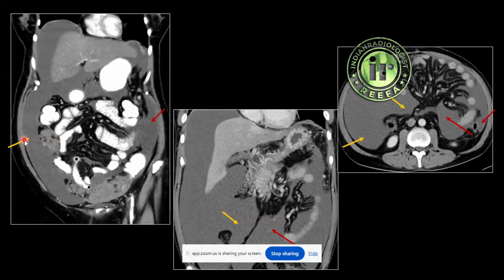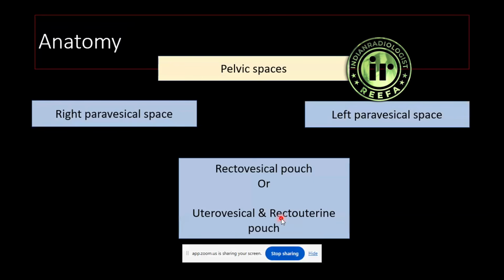On the lateral sides of the ascending and the descending colon, you have the paracolic gutters, the right one with the orange arrow and the left one with the red arrow. That is the root of the mesentery, going from the ligament of Treitz to the ileocecal junction there. And this divides the inframesocolic compartment into a smaller right infracolic space and a larger left infracolic space.